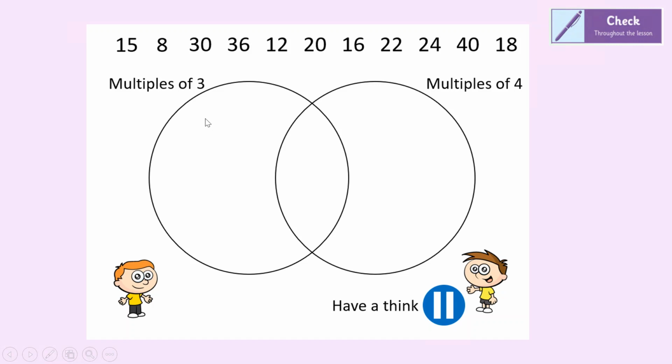Well done. Numbers that are both in the 3 times table and in the 4 times table, which means they are multiples of 3 and multiples of 4. If you find that any of these numbers along the top don't belong as a multiple of 3 or as a multiple of 4, then you just write them around the edge. Now on your piece of paper you can draw 2 circles and write multiples of 3 and multiples of 4. Then have a go and see if you can fit all of these numbers somewhere on your Venn diagram.